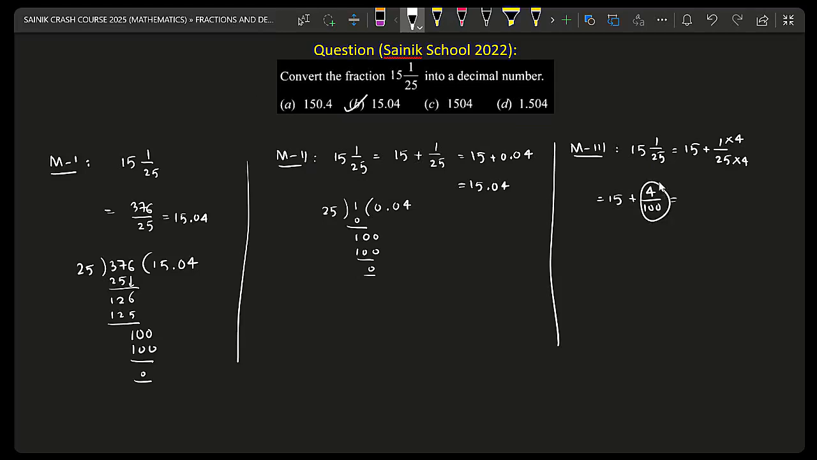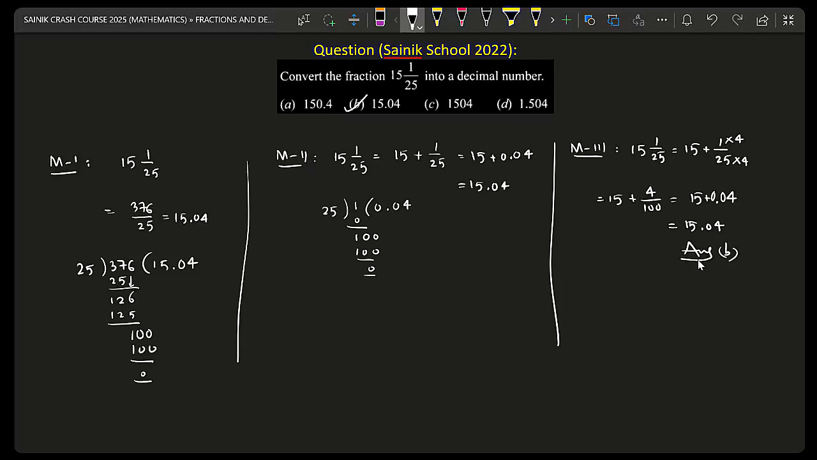Now this is the decimal fraction. We know a decimal fraction can be easily converted into decimal. First write the numerator, then introduce two places because there are two zeros. But we have only one digit, so we can use 0 here. That is the point. Before that nothing is there, we can use 0. 15 plus 0.04 is nothing but 15.04. So the answer is B.